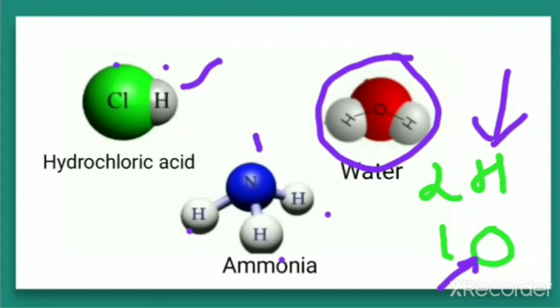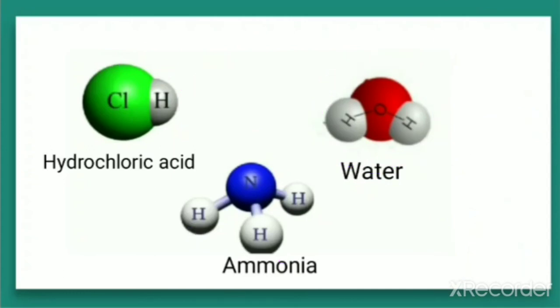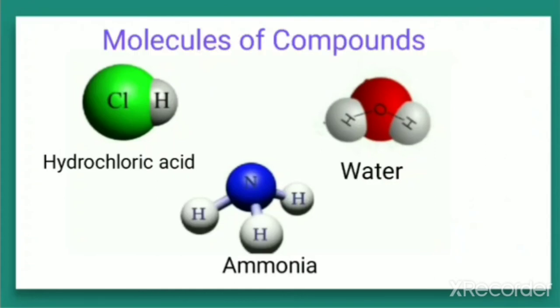So what we can say is that such type of molecule, which is made up of combining the atoms of different elements, is called a molecule of compounds. So water, ammonia, hydrochloric acid and many other examples are there which are called molecules of compound, or instead of that we can just use the word compounds.